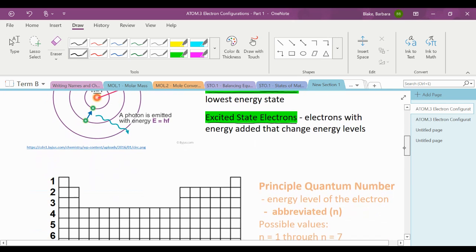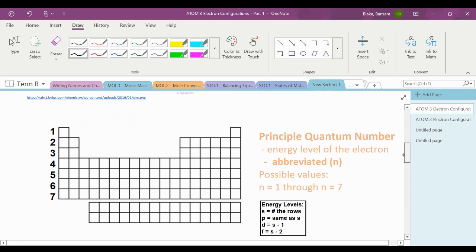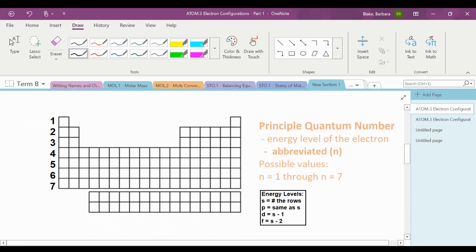Well, when we take a look at energy levels, then, energy levels correspond to the periodic table. So when you see the rows on the periodic table, the rows are going to be the energy levels of those electrons. If you look at the first two elements in row 1, we'll call it energy level 1, and this would be energy level 2, and this gives me energy level 3.